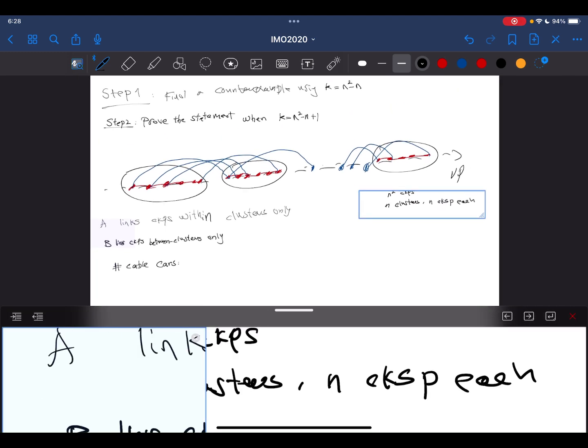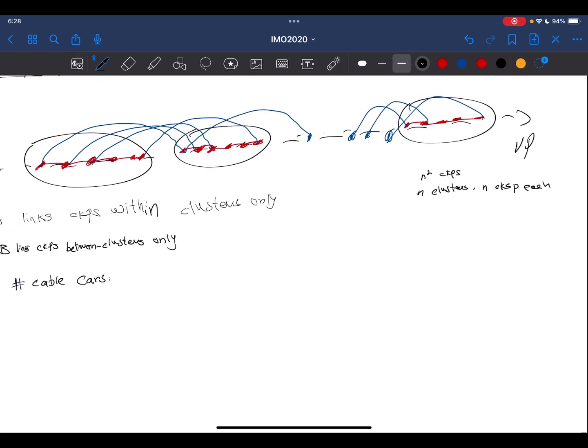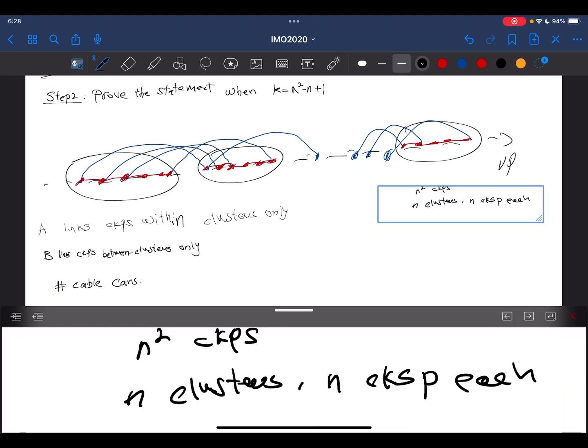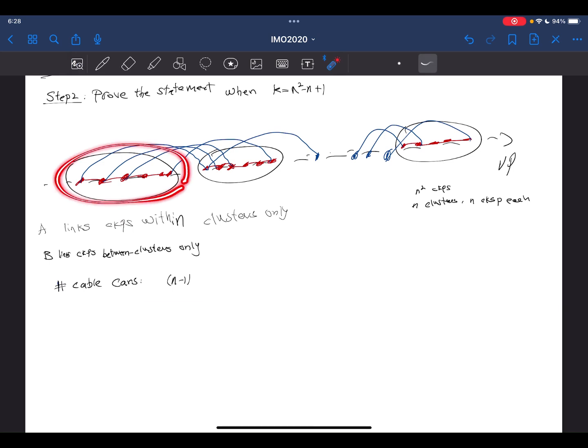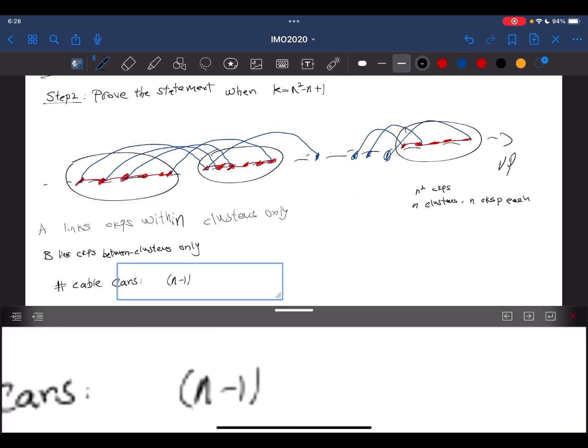Sounds good? Seems like a very natural idea, right? I mean, we have n squared, divide them by n. Each of them the same amount. And so now the number of cable cars I get here is n minus 1 for each cluster for red, inside one cluster, and there are n clusters, so this would be n times n minus 1 for red. And I need to check that I would get the same amount for B as well, right?